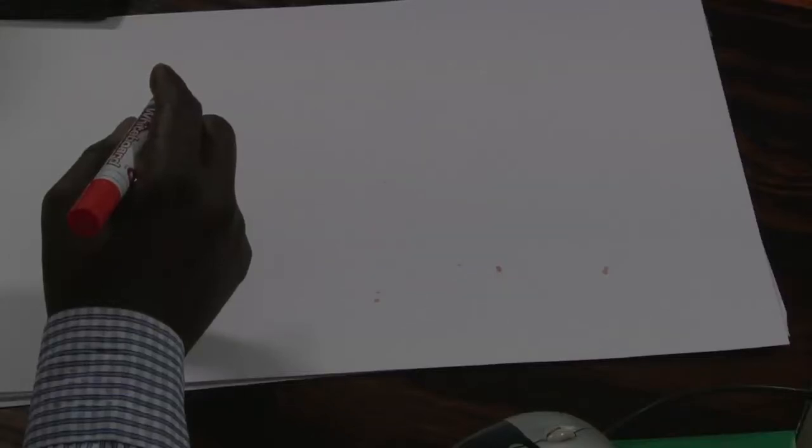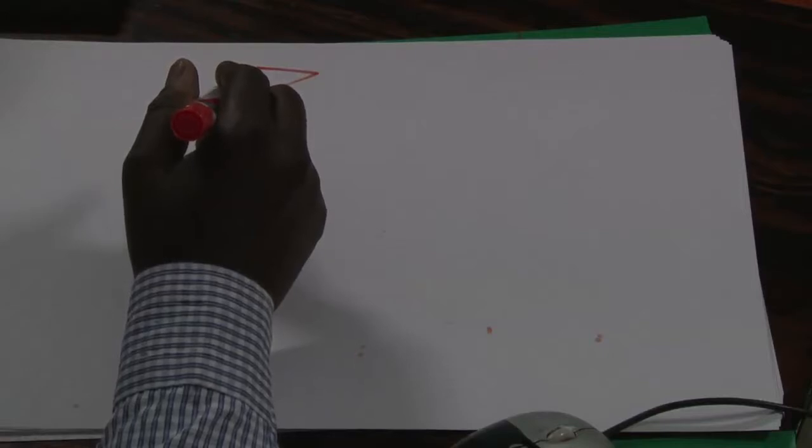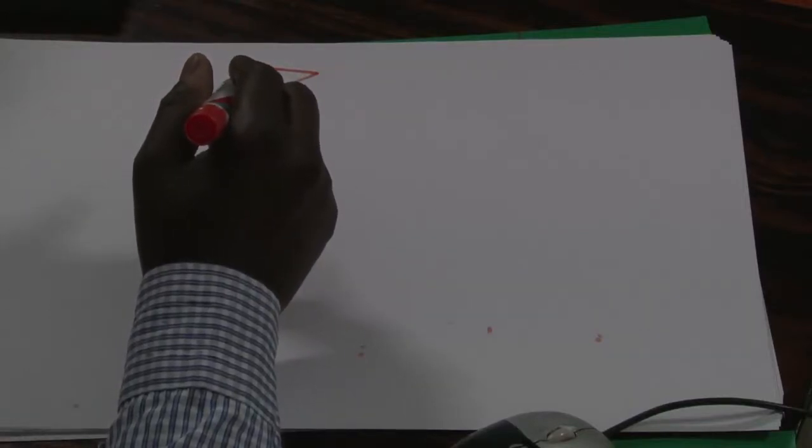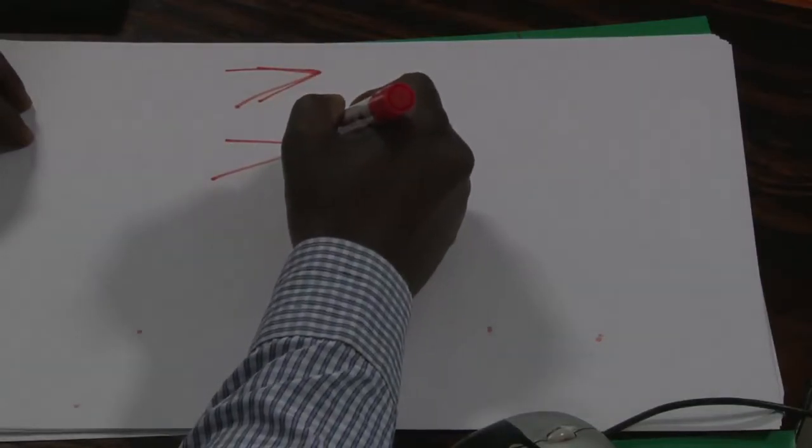Remember, number of hosts greater than 17 and remove chicks equal yes. Let's go back to our table. Number of hosts greater than 17. Greater. Look at it very well. It says greater, because students used to make mistakes. There is a difference between greater and greater or equals to. Okay, this one is greater than 17.